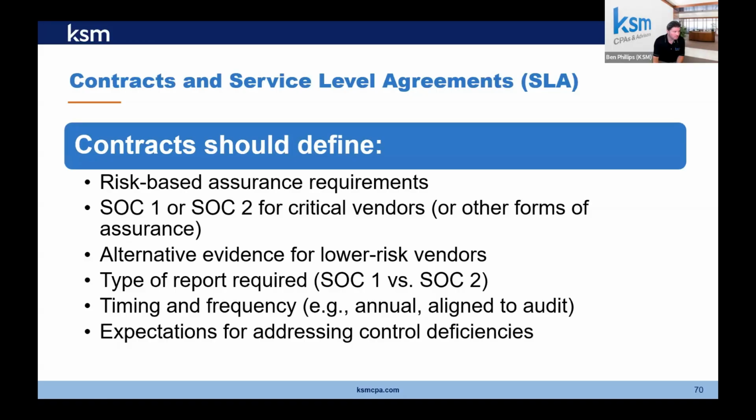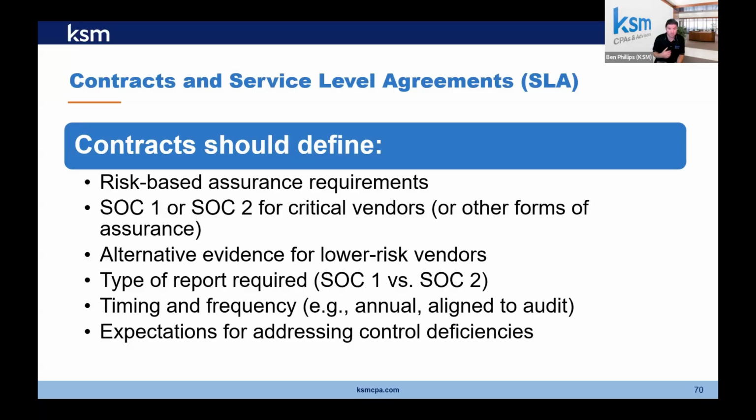Let's see. So on contracts and service agreements, strong vendor oversight starts long before the financial audit is being conducted. It often begins during contracting. So contracts should clearly define what kind of assurance requirements you are expecting from your vendor. Are SOC reports required or other forms of assurance? The reporting frequency of the type of assurance, the timing expectations of when you are supposed to get the SOC report, and remediation obligations.